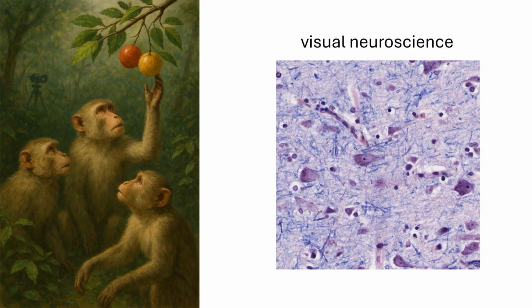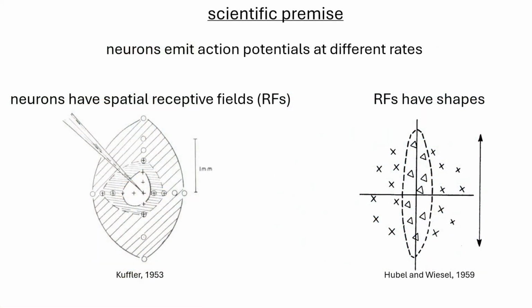Okay, so I run a visual neuroscience lab, and I specifically do this in the monkey, and I like to focus on the level of single neurons, as you can see there, and also multi-unit activity using chronically implanted microelectrodes. So if you want to understand the research program, it's actually quite simple. There are only three basic scientific premises you need to understand about this.